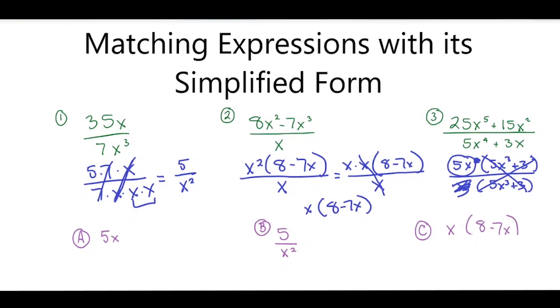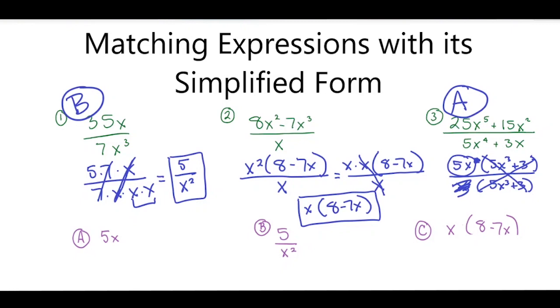So my answers are 5 over x squared, x times 8 minus 7x, and 5x. So now let's match these with our answers on the bottom. So A is 5x. So that means that 3 is A, B is 5 over x squared, which means that 1 is B, and C is x times 8 minus 7x, which is the answer for number 2. So our answers for 1, 2, and 3 are B, C, and A. And that's how you match expressions with their simplest form.